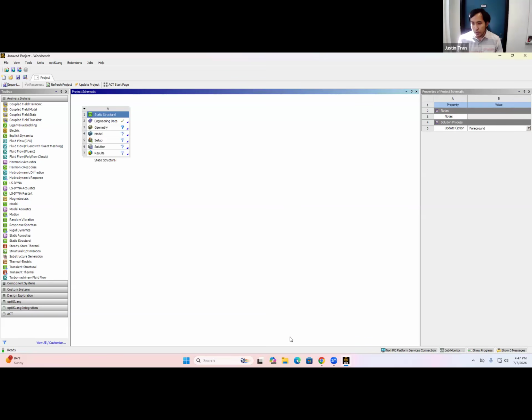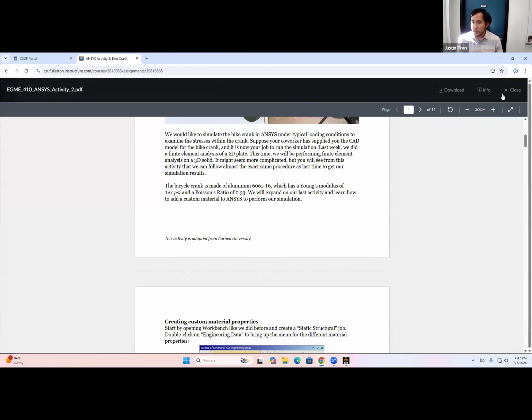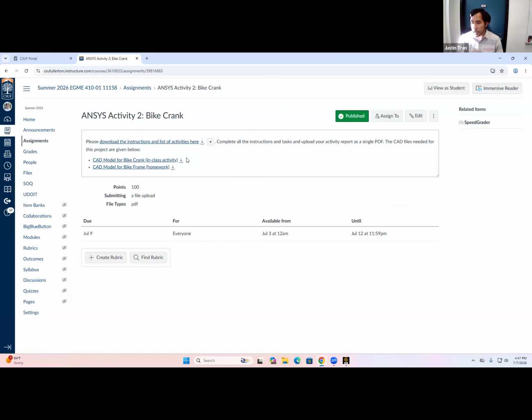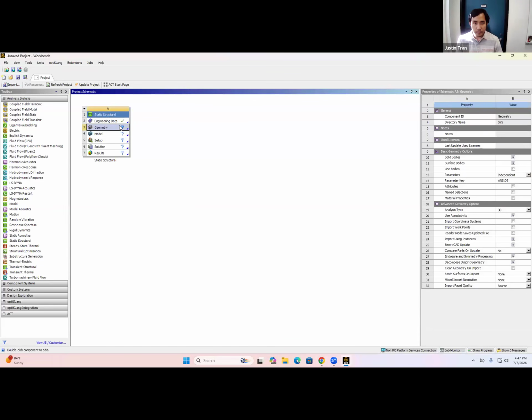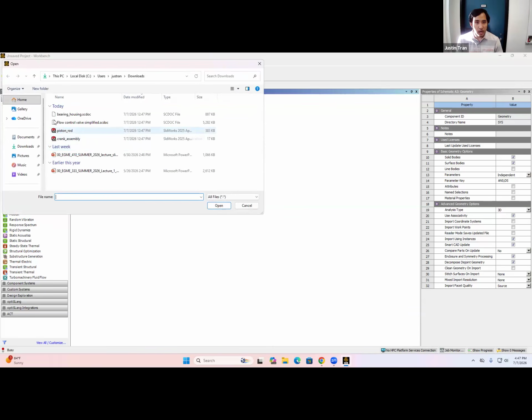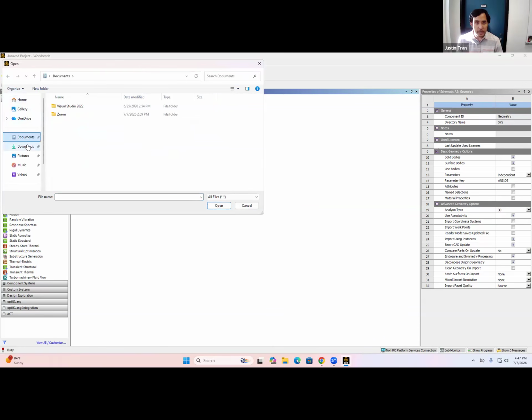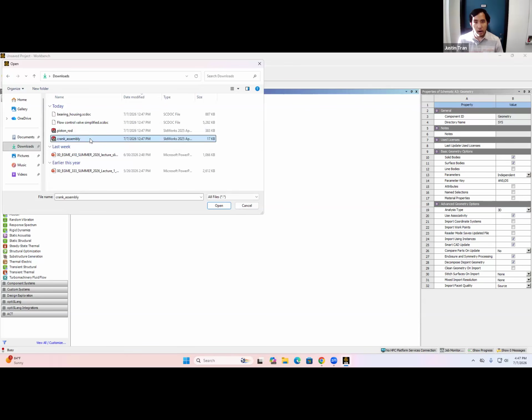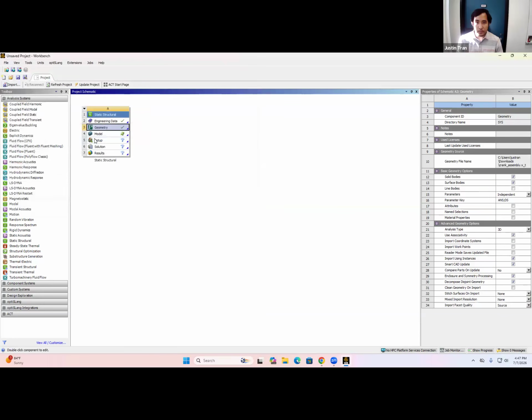Now, the geometry file for this activity is posted onto Canvas right now. The one that you're going to need for the in-class activity is the bike crank. Make sure you download that. The name of that file should be crank_assembly.x_t. So let's go ahead and import that in. I was testing it earlier, so it's here, but yours probably doesn't have this. Let's click browse and navigate to the folder which has it, which for me is the downloads folder. This crank_assembly is the file that we have. We can double click that and it should import pretty easily.